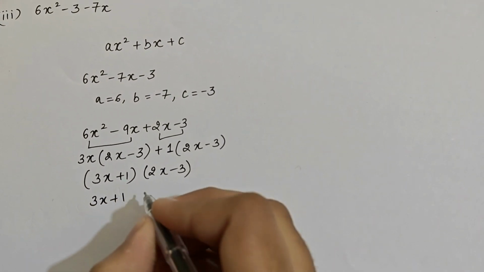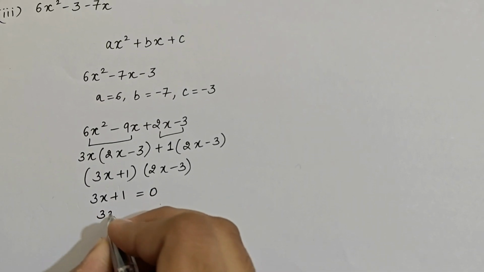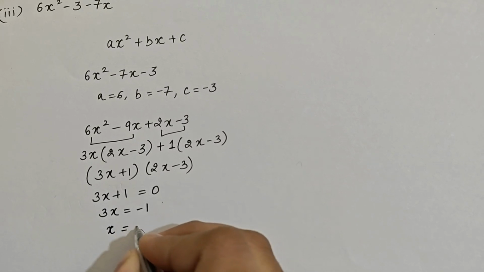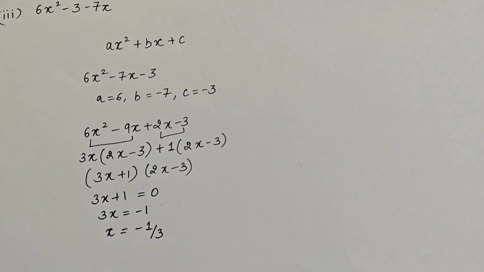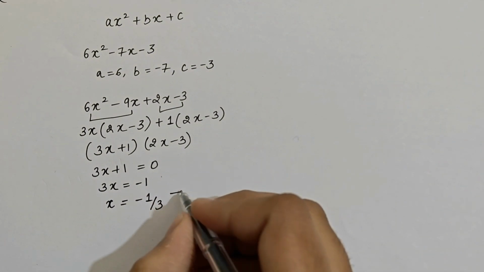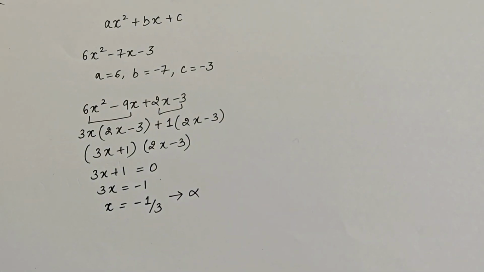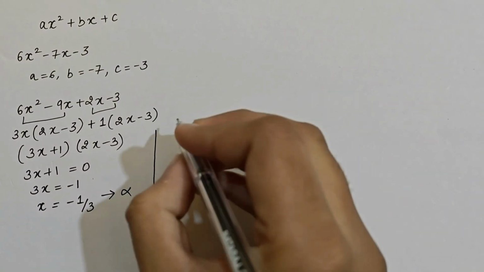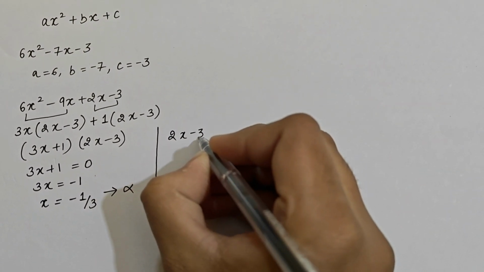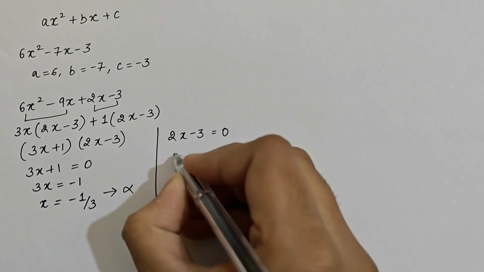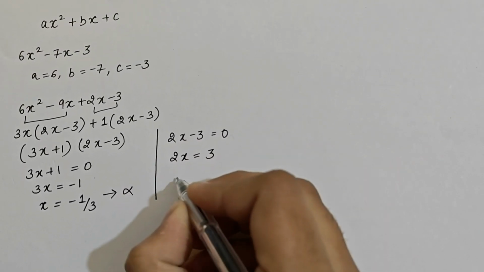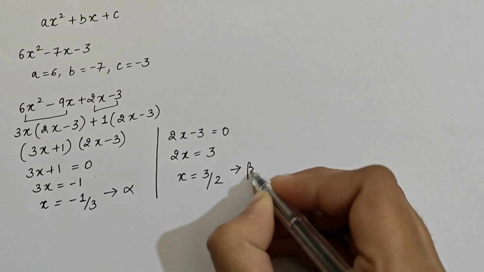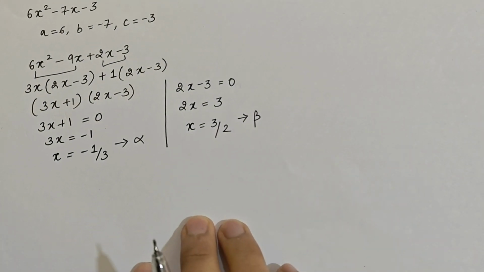3x plus 1 is equal to 0. 3x is equal to minus 1. What do we get as x? Minus 1 by 3. This is our first zero, which we call alpha. Okay, now find the other zero. 2x minus 3 is equal to 0. 2x is equal to 3. x is equal to 3 by 2. So this is our second zero, which we name as beta. Okay, we found both the zeros.